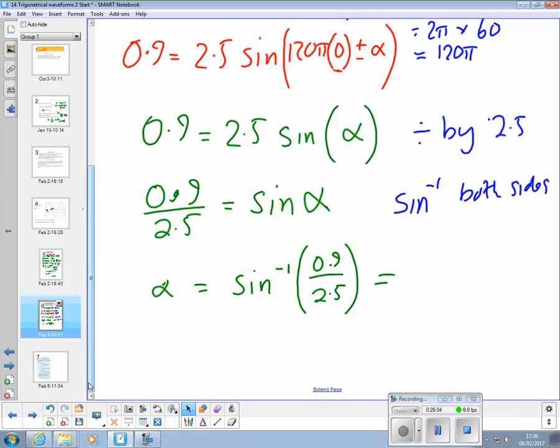Are your calculators in radians, gentlemen? Well, they should be. Calculators should be in radians, remember? We were using omega. 0.3.